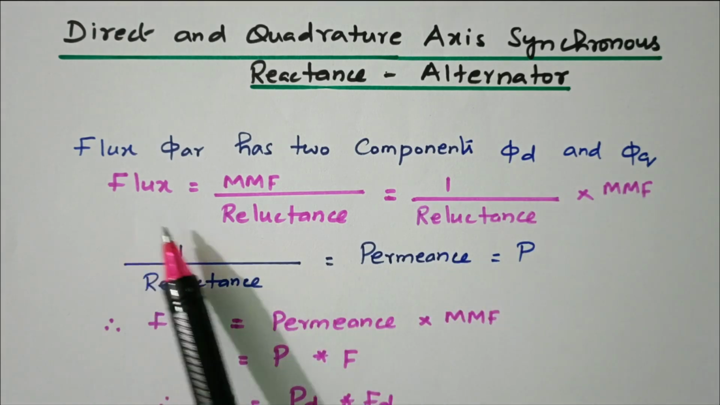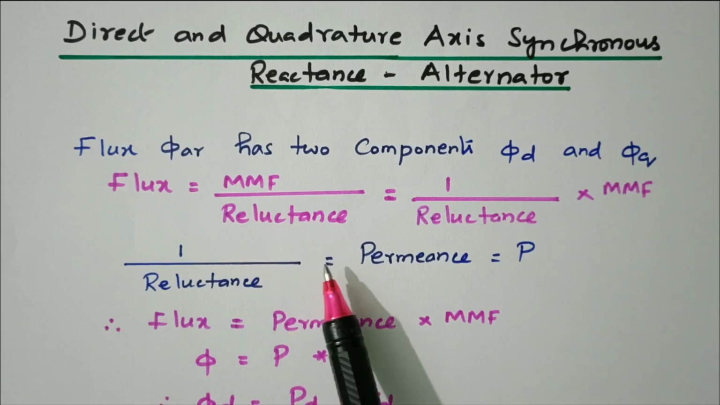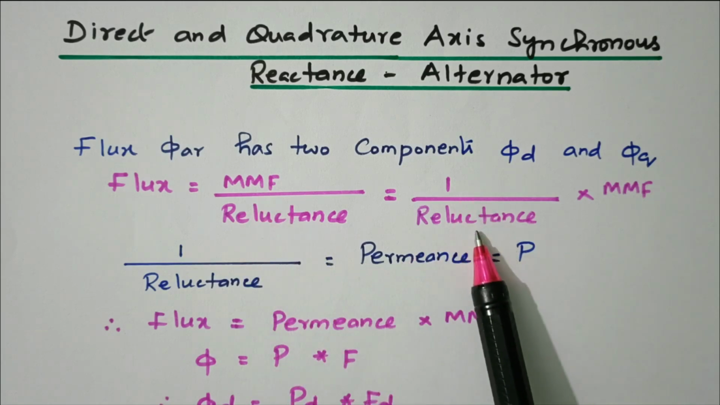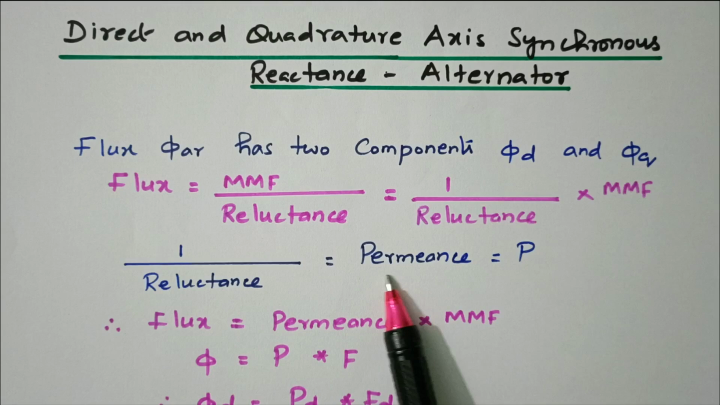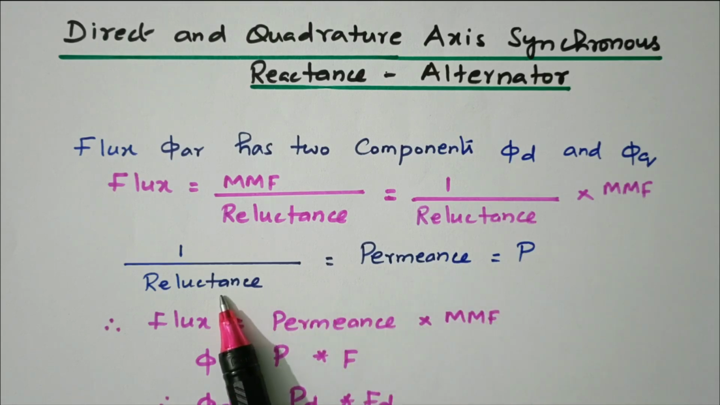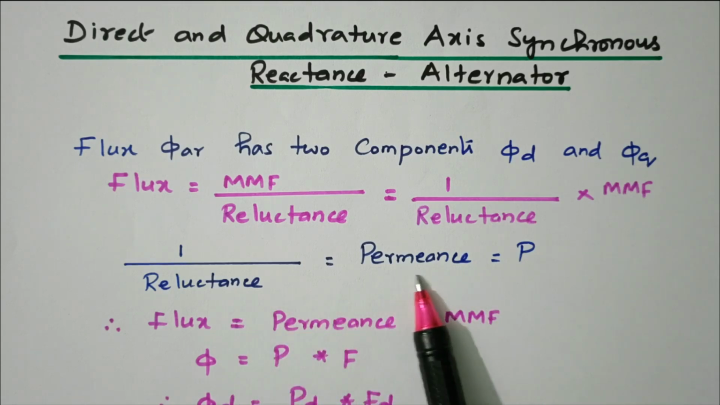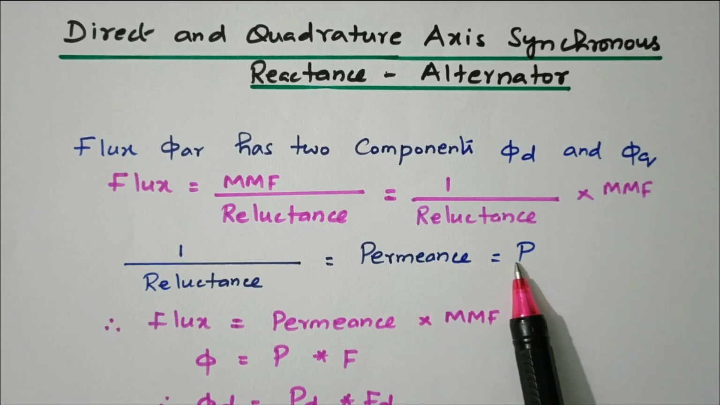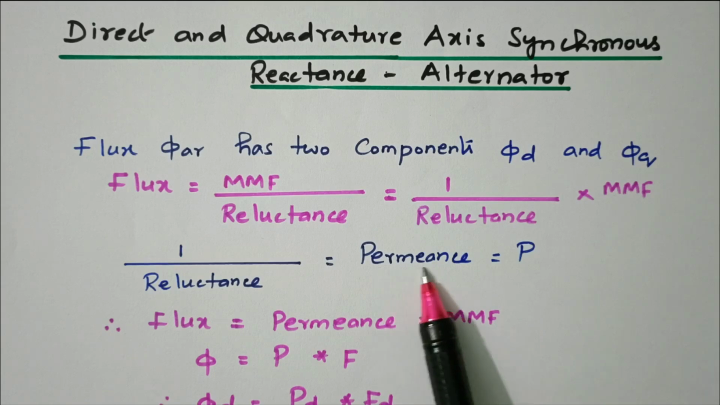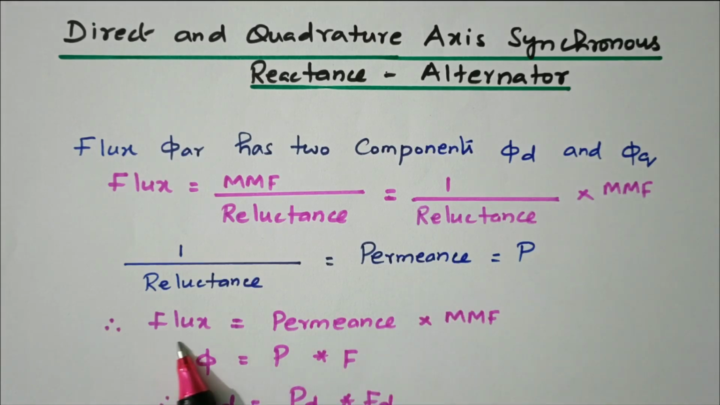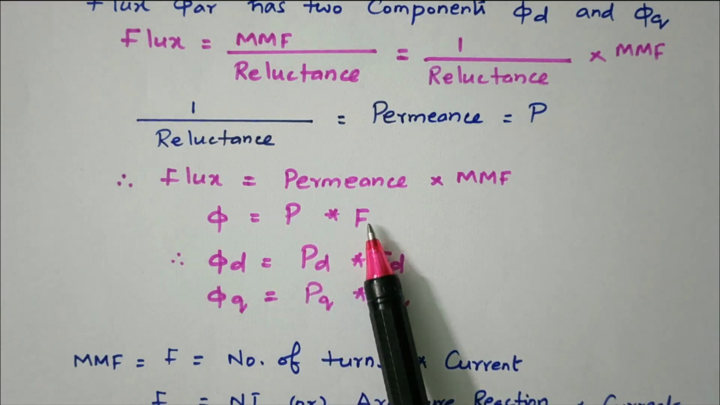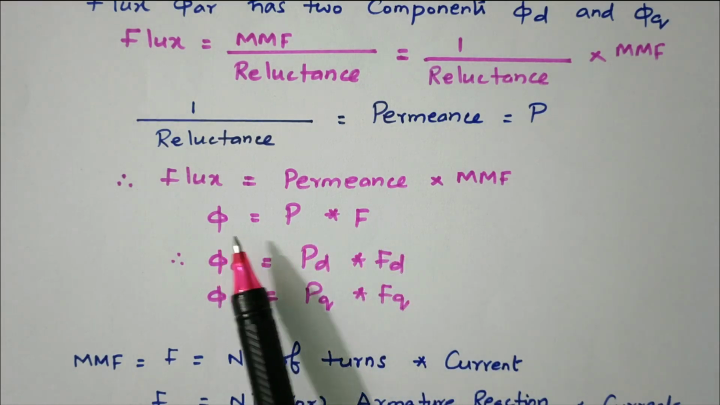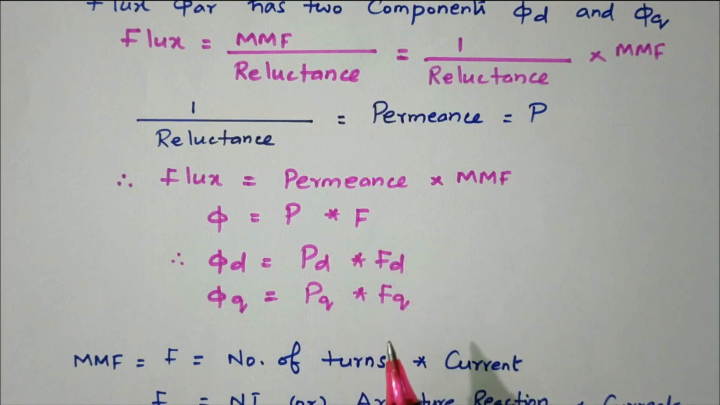So in general, flux equals mmf divided by reluctance, or it can be written as 1 divided by reluctance into mmf. This 1 divided by reluctance is nothing but permeance. Reluctance means an opposing parameter, permeance means a permitting parameter P. So flux equals permeance into mmf, that is P into F. So phi equals permeance into mmf.